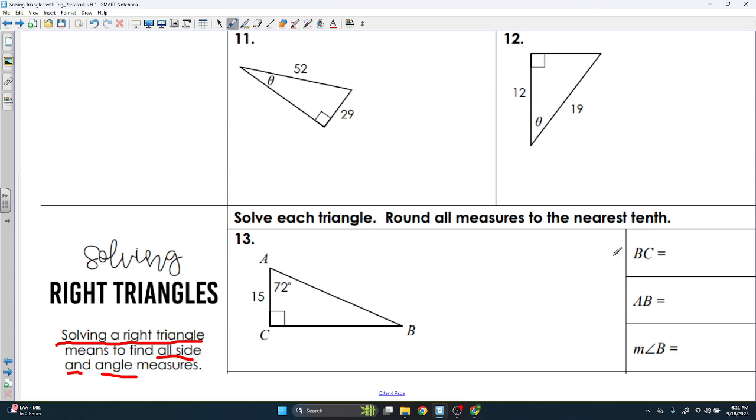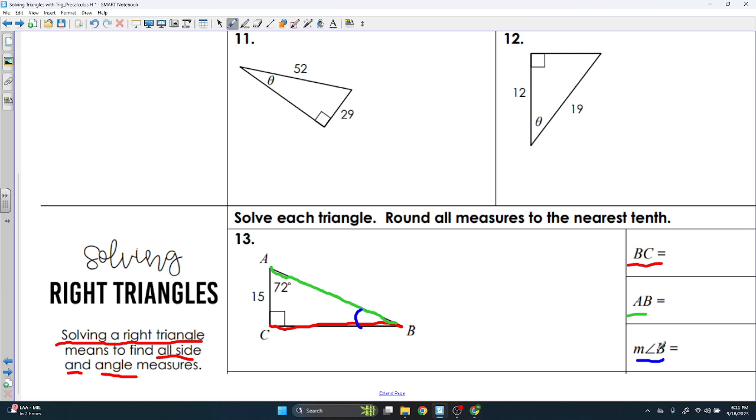So it wants us to find BC, so that's this. It wants us to find AB, so that's this. And it wants us to find the measure of angle B, which is that. Okay.